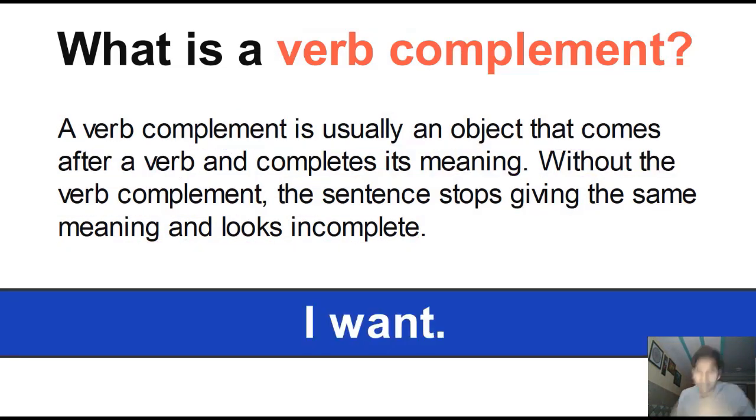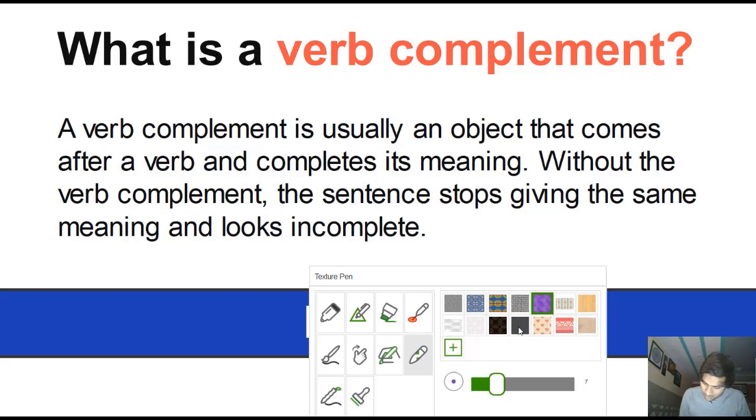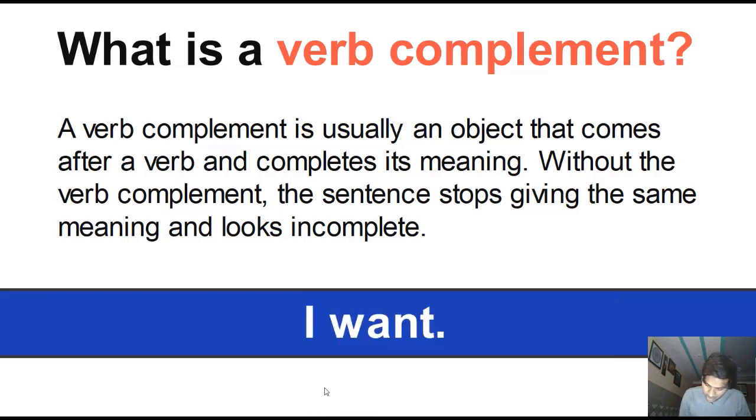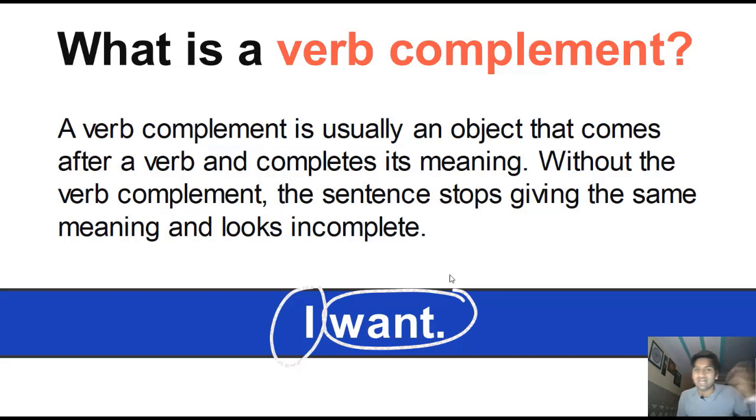So when I say "I want," it's a sentence. How? Because it has the subject I, and it also has a verb which is want. So it has both the elements that you need in order to form a sentence, a subject and a verb. But does it look complete? When you say "I want," a question comes to your mind, which is what? What do you want? You want what? You organically want to know what you want, right?